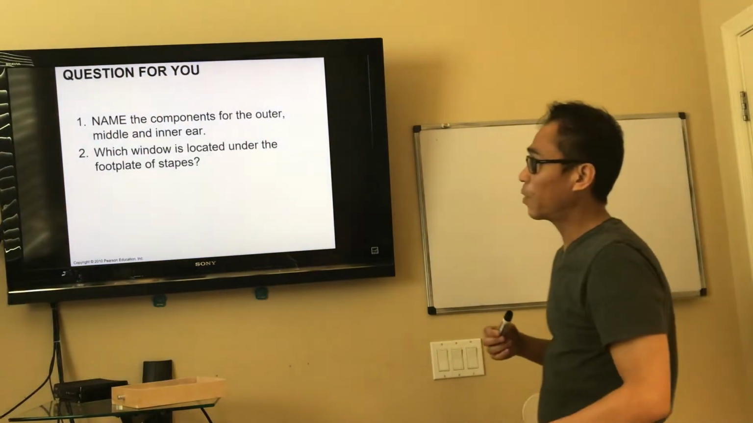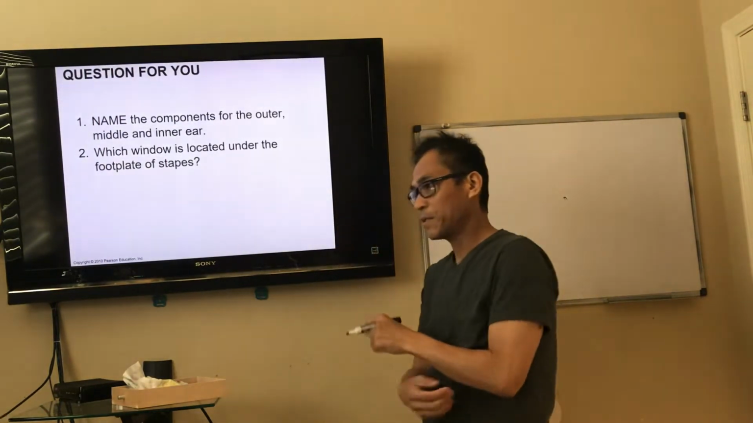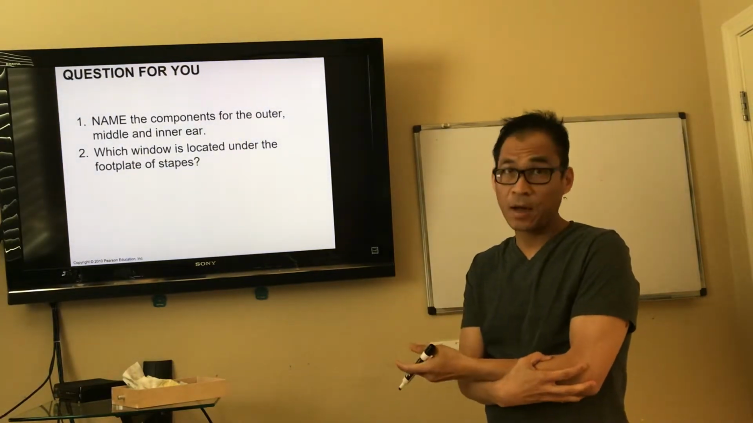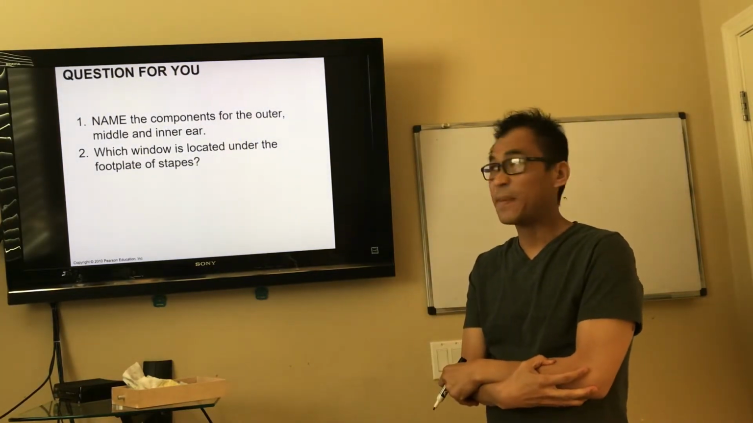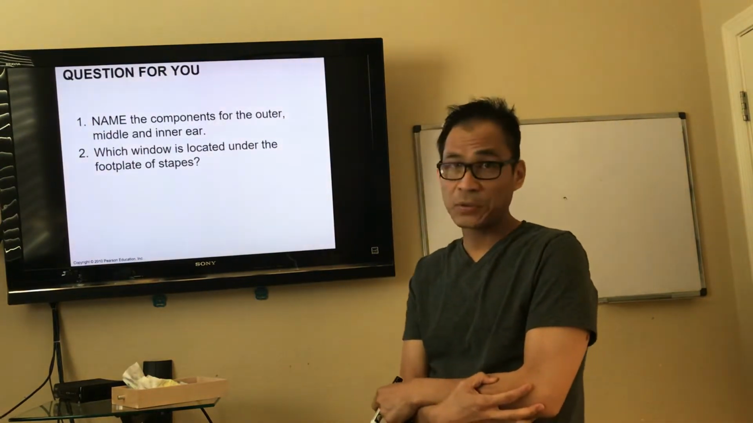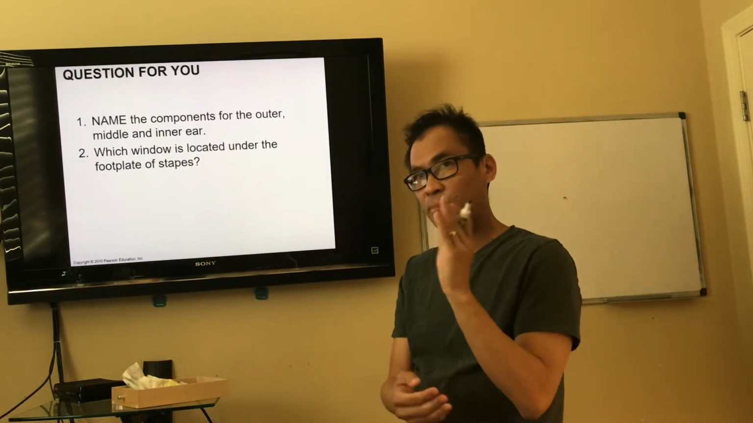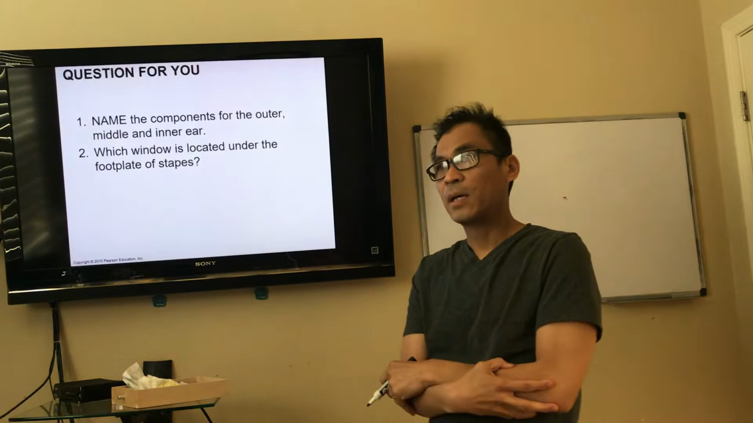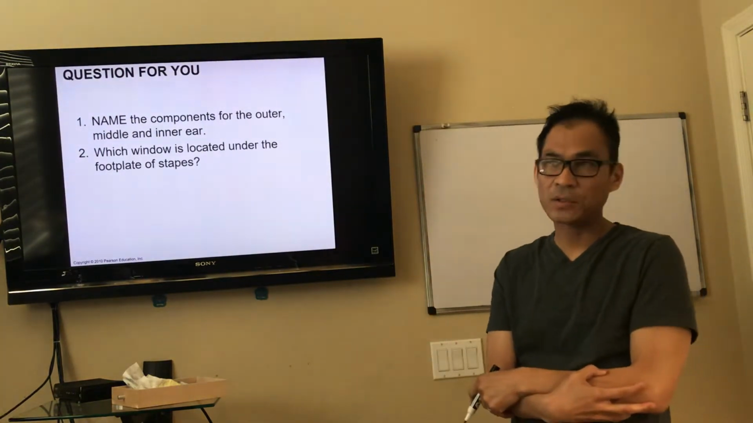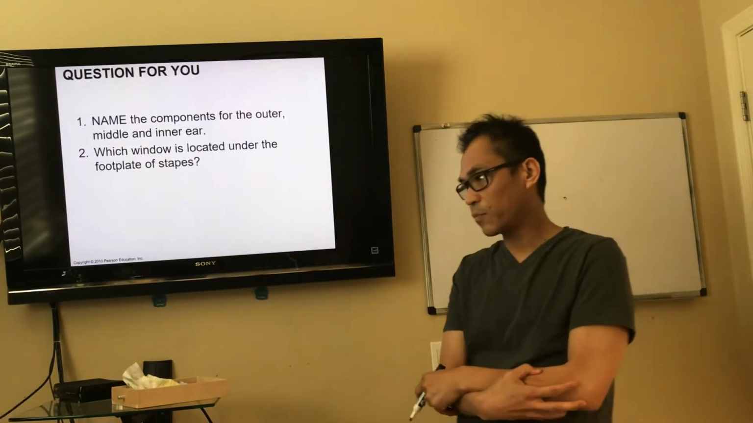Right, number one, the components for outer, middle, and inner ear. For outer, it's the pinna and the auditory canal leading up to the tympanic membrane. For the middle ear, it's the auditory ossicles, malleus, incus, stapes. They're taking those vibrations from the tympanic membrane. And also I noted the auditory tube, not to be confused with auditory canal. And then we have the inner ear structure itself that receives input from cranial nerve 8.